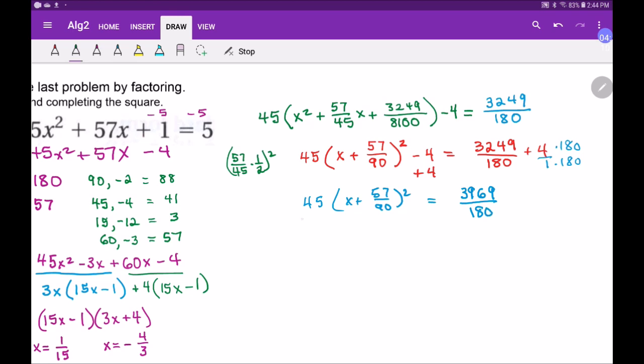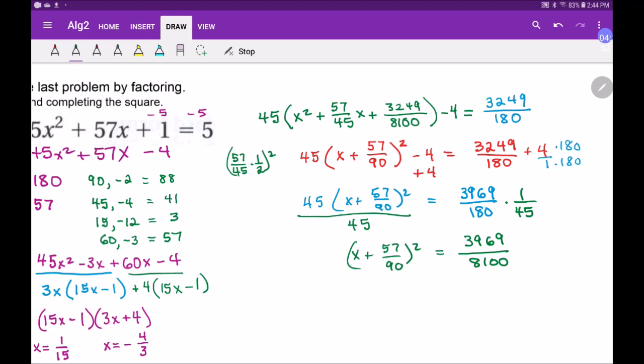And then we're going to divide by 45. It's kind of a weird thing to look at. But I'm dividing by 1. I think it would have been easier if I wrote that on the other side. So I have x plus 57 over 90 squared is equal to 3969. And I'm putting my 45 back, which means I'm going back to what I started with, which is that. So let's see. Let me put that. There we are.